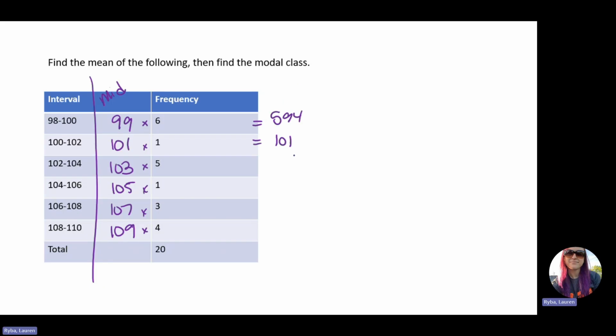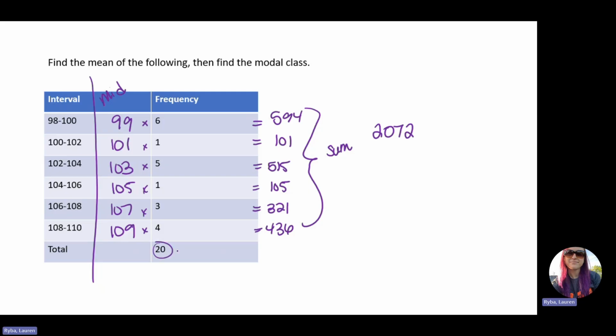594, 101, 515, 105, 321, and 436. I then need to sum all of those values together. And you should get 2,072, which you're going to then divide by your total frequency of 20.